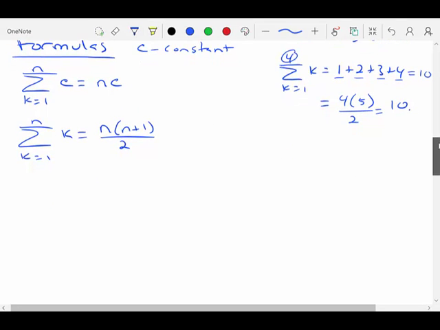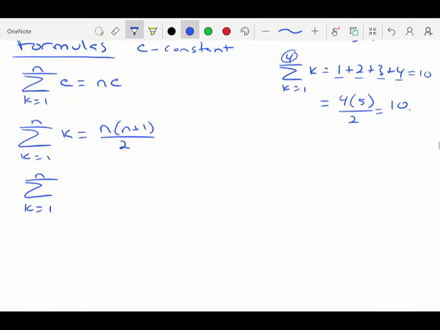Another thing that we can take advantage of is that if I have a sum as k goes from 1 up to n of c times, I'll write it as a sub k. What I mean here is that this is going to be some function of k, and it doesn't really matter to me what it is. But this constant, let's look at an example. Let's say that I asked for the sum as k goes from 1 up to 3 of 2 times k squared, right? So this is a constant multiplied by some function of k.